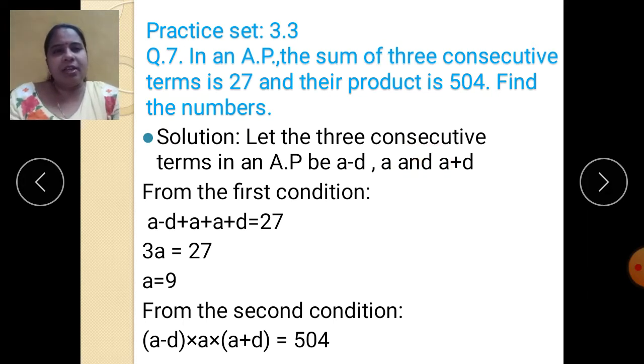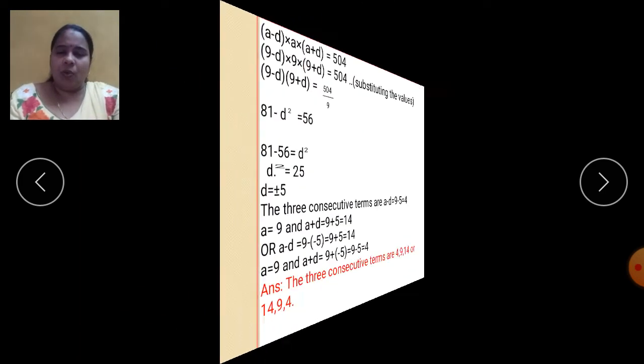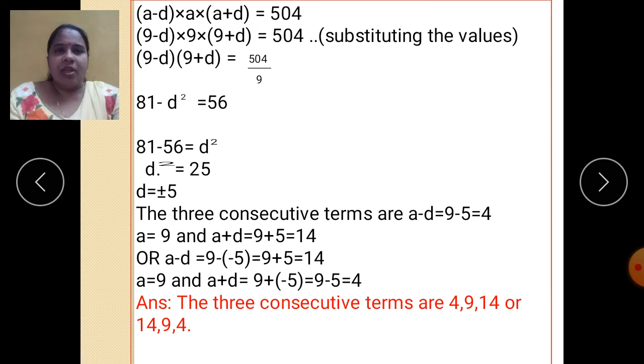Now, for the second condition, what is given? Their product is 504. Product of what? These 3 consecutive terms. When I take the product, meaning multiplication, the product is 504. This way, the second equation can be framed. Now, substituting the values. In the place of A, I can substitute 9, which I have got just now. Correct? So, 9 minus D into 9 plus D is equal to 504. What is done here?